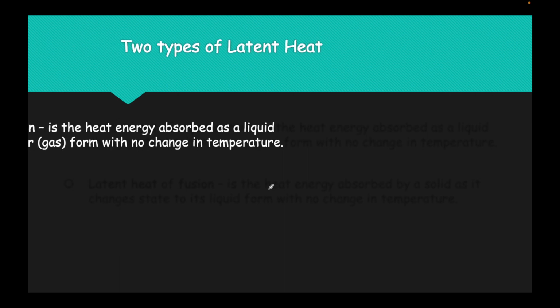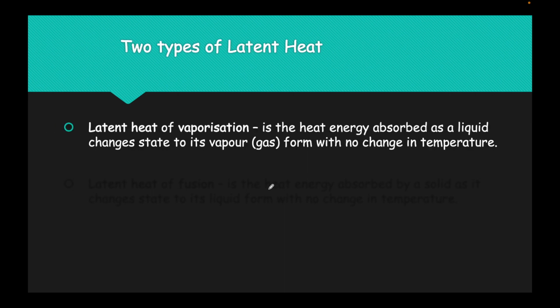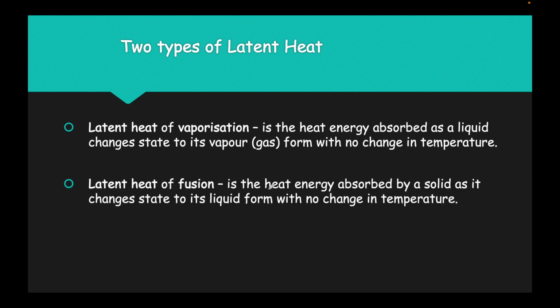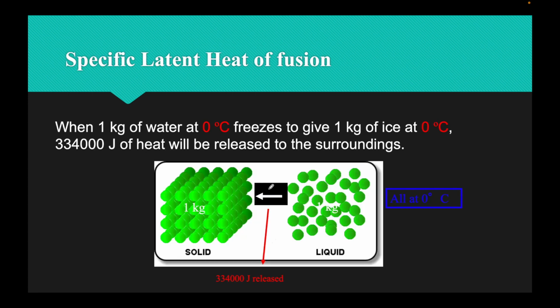Okay, there were two types that I mentioned. Latent heat of vaporization is when a liquid turns into a gas, or a gas turns into a liquid. No change in temperature. Latent heat of fusion is the same idea, but when it's a solid turning into liquid, or a liquid turning into a solid. So this is an example of fusion.